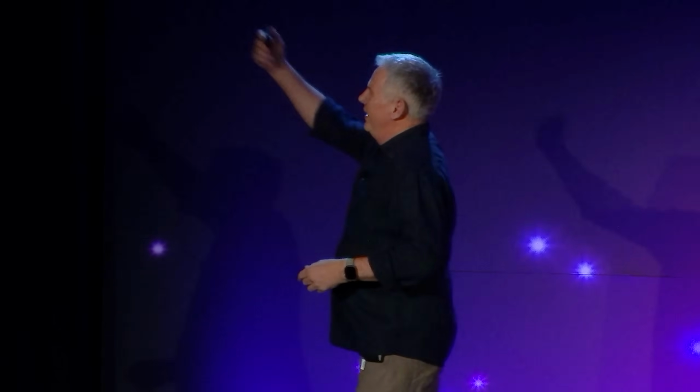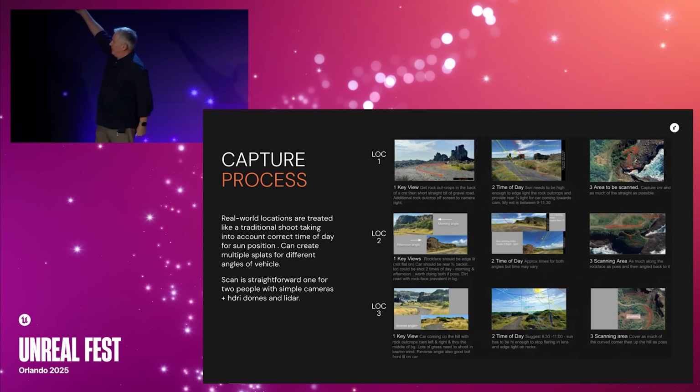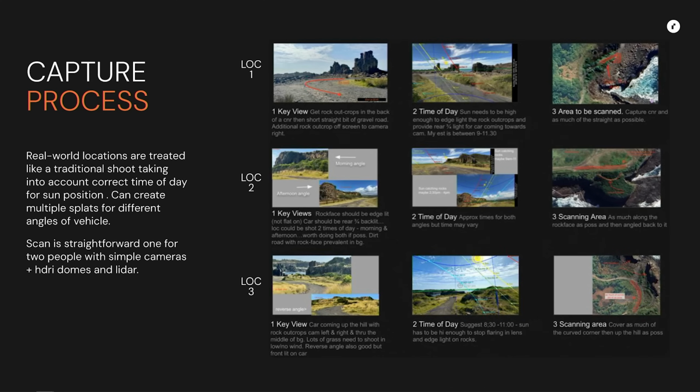So anyway, pre-production, we go out, we scout the location. Here's the location. We do the sun seeker. This is where the sun's going to be. It's all photographically based, so you have to do the scan at the right time of day. When we're looking this way, that's where the sun needs to be. When we're looking this way, that's where the sun needs to be for the car to look at its best.